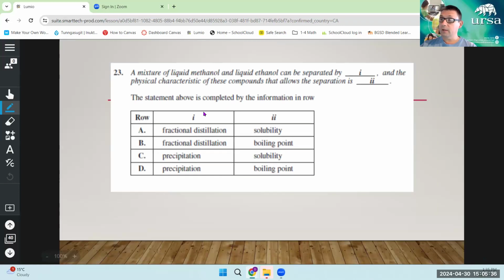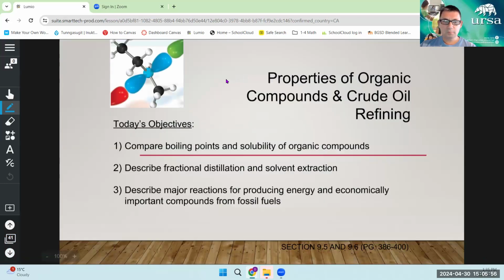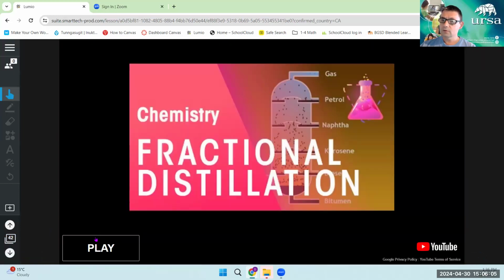A mixture of liquid methanol and liquid ethanol can be separated by distillation, boil it down. It's the boiling points of these compounds that allow this. So this brings us to the last section here, which is looking at organic compounds and how oil is a very important organic chemistry component here in Alberta for sure. So let's take a look at what fractional distillation actually involves.